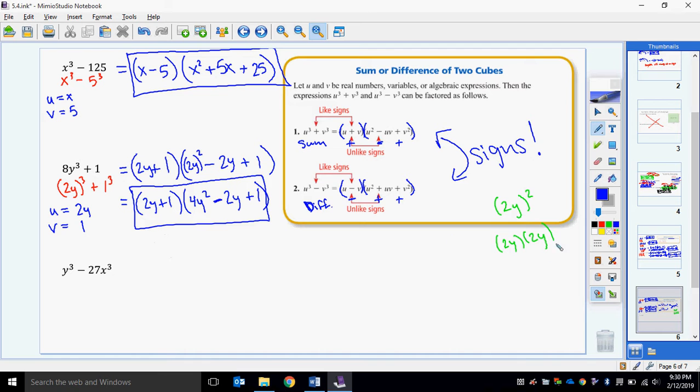All right, the bottom one. It says y cubed minus 27x cubed. Okay, so I know the y is being cubed. What number is being cubed and what letter is being cubed over here? Well, 3 times 3 times 3 is 27, and x times x times x is x cubed. So 3x is being cubed, that entire thing. All right, I have the difference of two things being cubed. My u value is y. My v value is 3x.